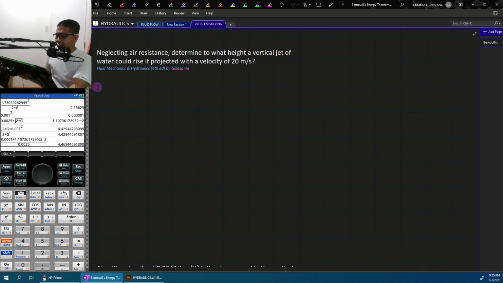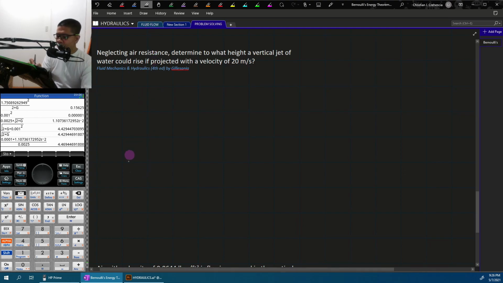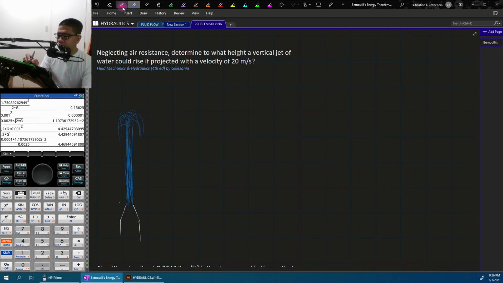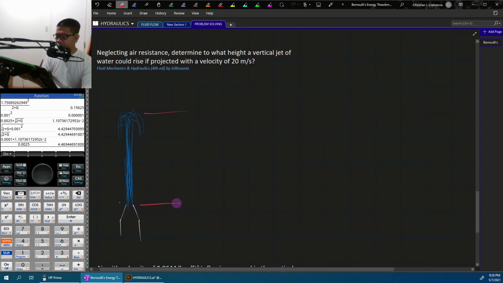Okay, so neglecting air resistance, determine to what height a vertical jet of water could rise if projected with a velocity of 20 meters per second. So, kung meron tayo ditong nozzle, tapos nagdi-discharge siya ng jet of water. Ayan. So, gano'ng kataas daw siya aabot? So, what is this height? H. Okay.